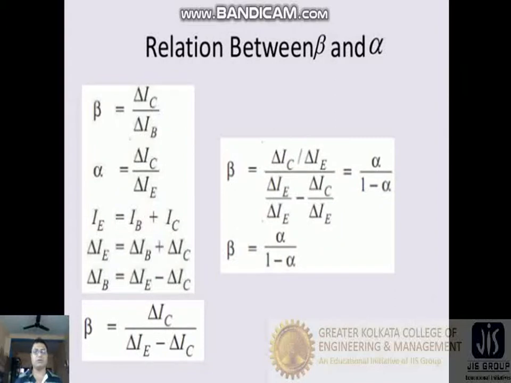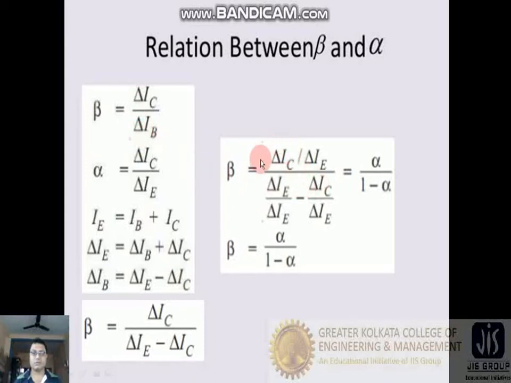Now we are going to establish a relationship between beta and alpha. We have discussed alpha. Alpha is IC by IE, and beta is IC by IB. From these two equations, and the transistor equation IE equal to IB plus IC, with the help of these three we will establish a relationship between alpha and beta. So we differentiate: delta IE equal to delta IB plus delta IC. So IB equal to IE minus IC. Now we put the value of beta equal to delta IC by IB.